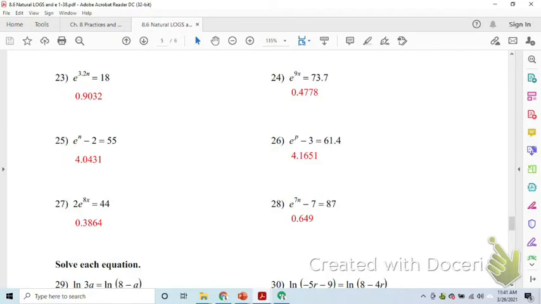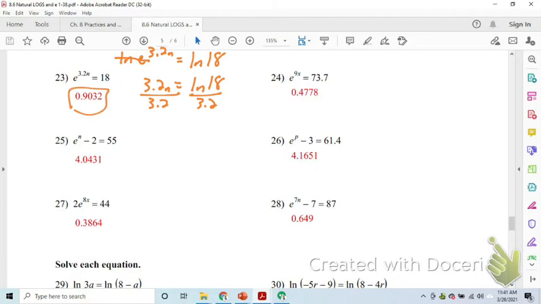So, to solve this equation, you take natural log of both sides. So natural log of e to the 3.2n and then natural log of 18. What happens on the left side is the natural log of e goes away. I have 3.2n is equal to natural log of 18. So now I'm going to divide both sides by 3.2. When you do that, you end up with this. So I'm going to write n equals that, and that's going to be your solution right there.